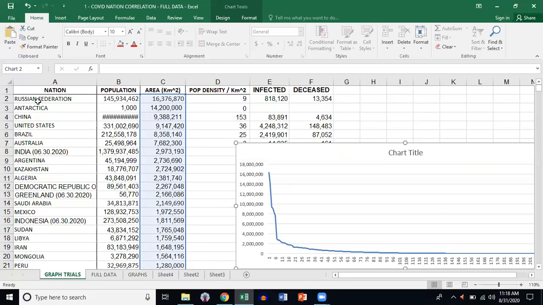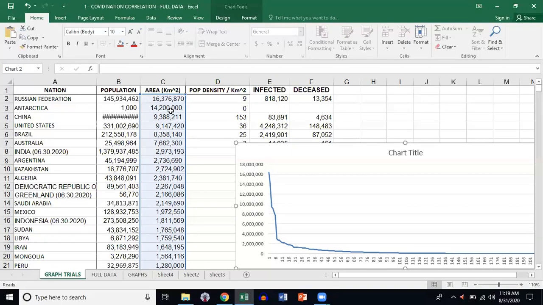The largest country in the world by area is Russia, over 16 million square kilometers, and it actually expands about 12 time zones. So it covers half of the world horizontally, Russia. Okay, so that's the ranking.